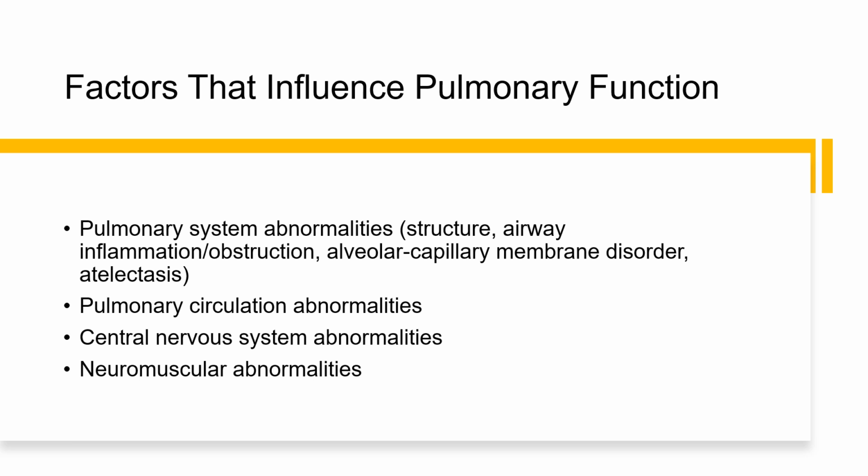Okay, moving on, pulmonary system abnormalities. So there can be structural abnormalities, airway inflammation, obstruction, alveolar capillary membrane disorders. All of those things are going to impair our lung function. Pulmonary circulation, central nervous system. Whenever you hear central nervous system, it's going to be our brain involved, like maybe a trauma or a stroke can affect the breathing. Spinal cord injuries, depending on what level of the spine was injured. If it's very high up in the cervical spine, you can lose your ability to control breathing. Those patients would need to be on a ventilator.